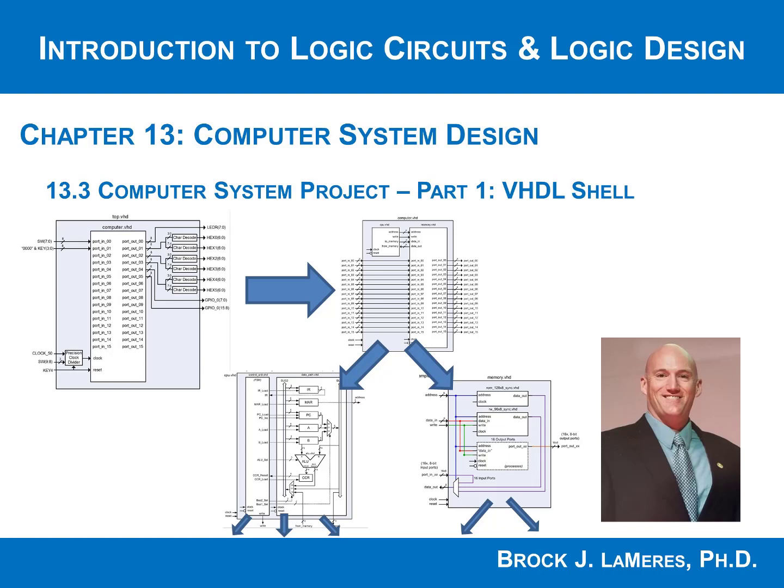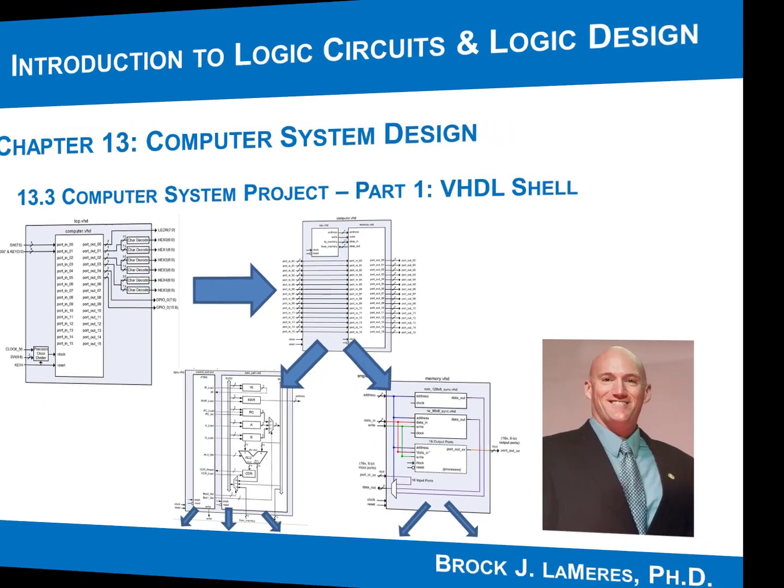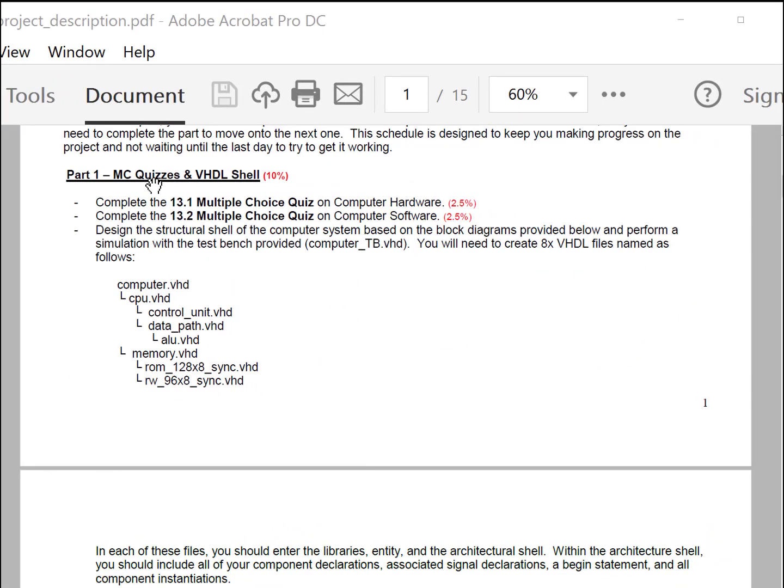Part one of the computer project is what we call the VHDL shell. What you want to do in this part is get all of the files created for the computer, get all of their entities created, and do any instantiations that are necessary within each of the components in order to verify that all of the ports for that particular entity are mapped into the lower level component accurately. That will involve creating some internal signals to do some wiring in some cases.